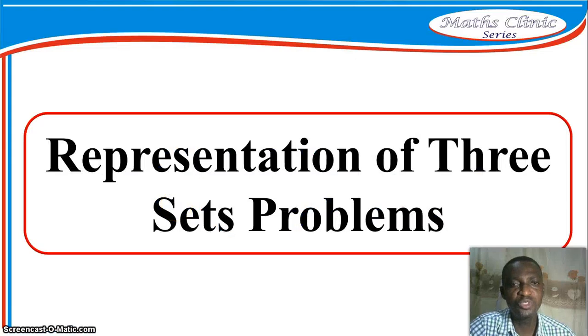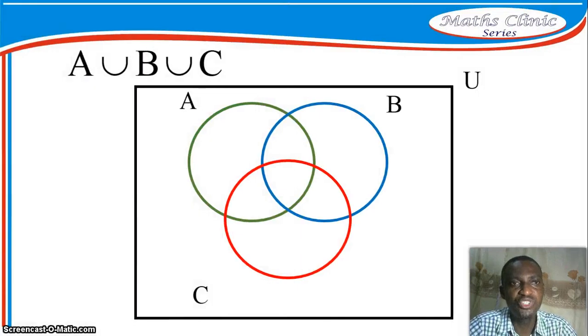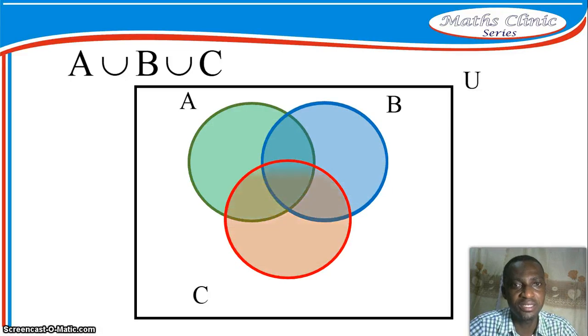Hello, I want to use this video to demonstrate how to represent three set problems, how to shade the various regions. We'll start with how to shade A union B union C. That means putting all of set A, set B, and set C together. It means we have everything in set A, everything in set B, and everything in set C to represent A union B union C.